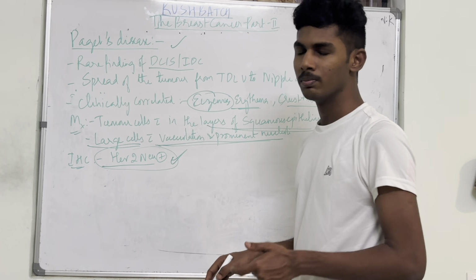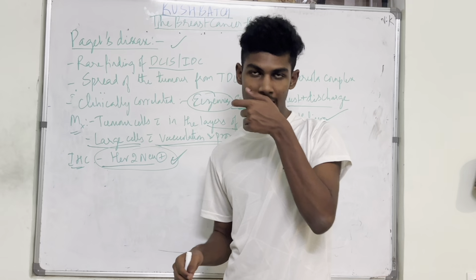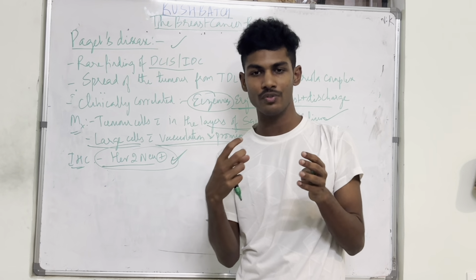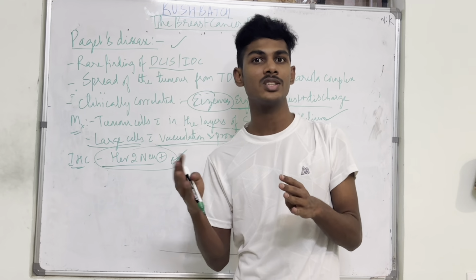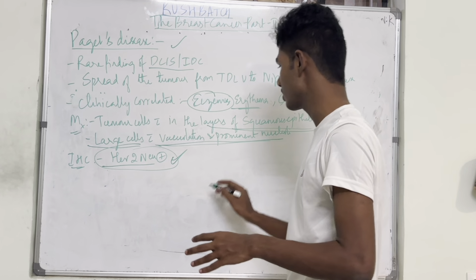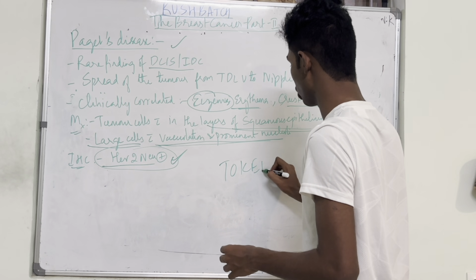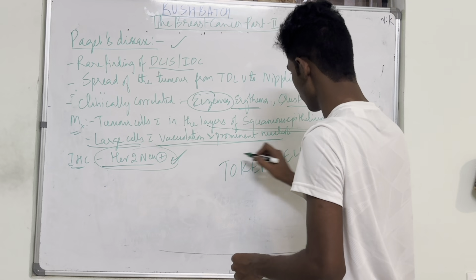HER2 positive. But if you want to find anything other than this, in the eczema you can see macrophages coming to that area and causing more and more inflammation. That we call Toker cells. If you want, you can add it on. Okay, Toker cells. Is it clear?